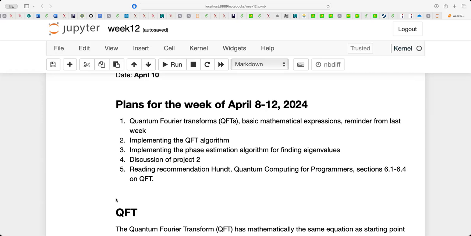So I'm going to go through some of the technicalities so that you see how you can set up the algorithm. And then how we can do the phase estimation and how we can implement this to find eigenvalues and use, for instance, if we want to implement Shor's algorithm, where we actually use the quantum Fourier transform.